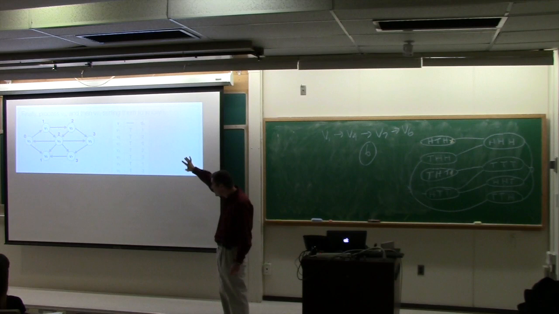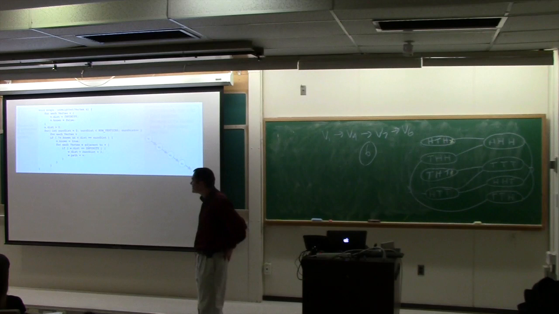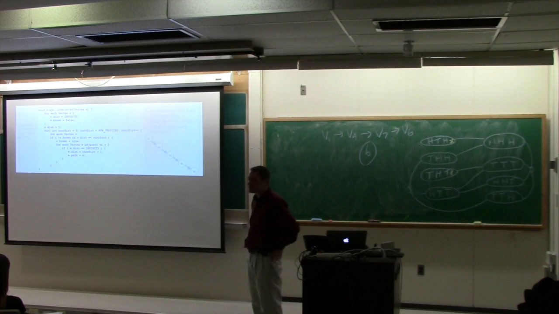Okay? Let me go back and show you the actual algorithm for this. It's right here. You don't have to memorize this. Basically, you're going to initialize everything, and then you're going to set the distance to 0 for the first one, right? And then you're going to go through all of the distances, right? And you're going to then go through all the vertices, and you're going to check them and see if they are adjacent or not. And then you're going to set them and keep going.